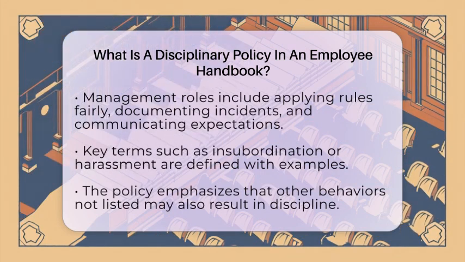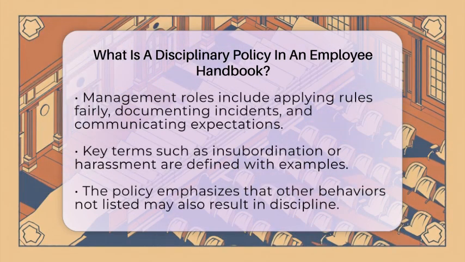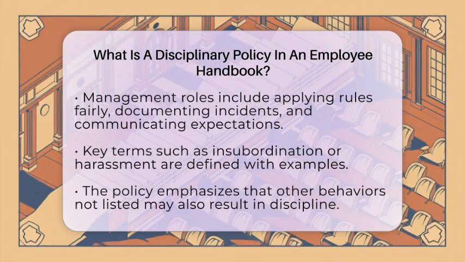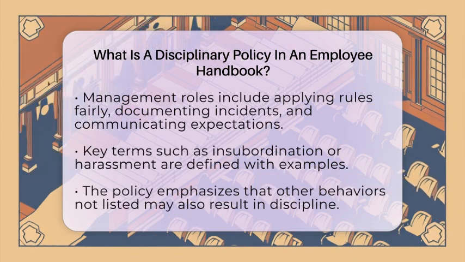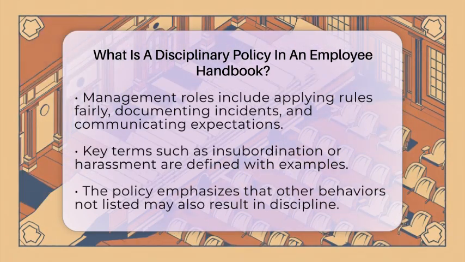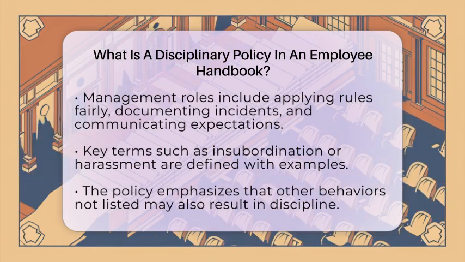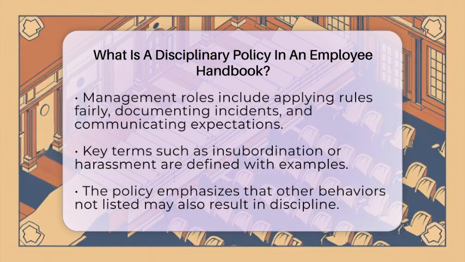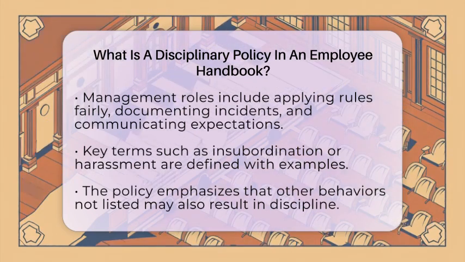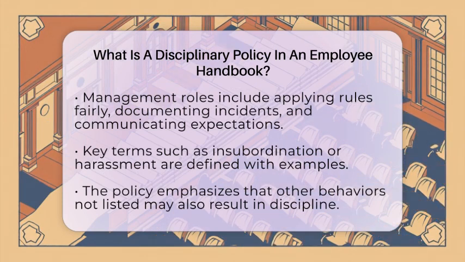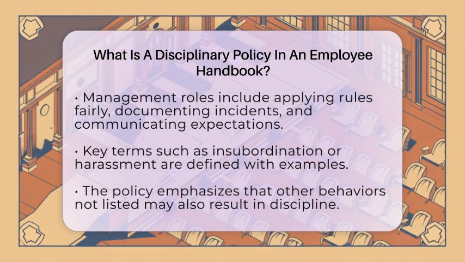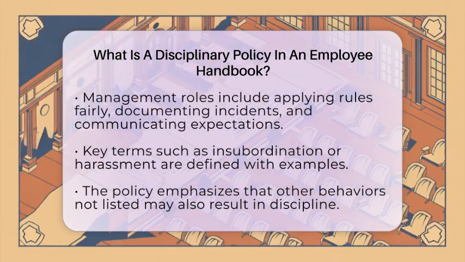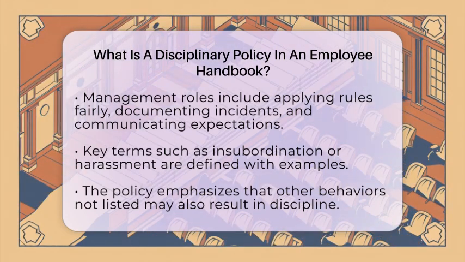Management responsibilities are also outlined. Supervisors and human resources staff are expected to apply the rules fairly, document incidents, communicate expectations clearly, and support employees in improving their behavior. To make things clearer, the policy might define key terms like insubordination or harassment and give examples of behaviors that could lead to discipline. However, it usually notes that the list is not complete, and other behaviors could also be subject to action.